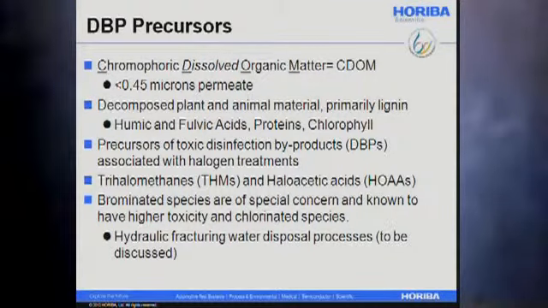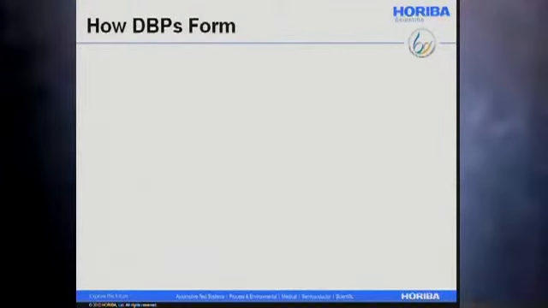Primarily, we're talking about things like trihalomethanes, haloacetic acids, and, of recent concern, the brominated species as opposed to the chlorinated species. We'll get into a little bit of that background, and some of the topics associated with hydraulic fracturing water disposal, which has very high concentrations of bromine and chlorine.